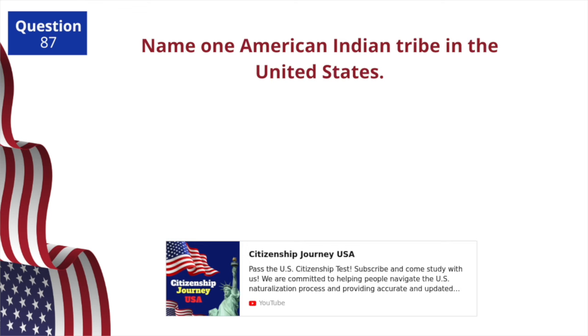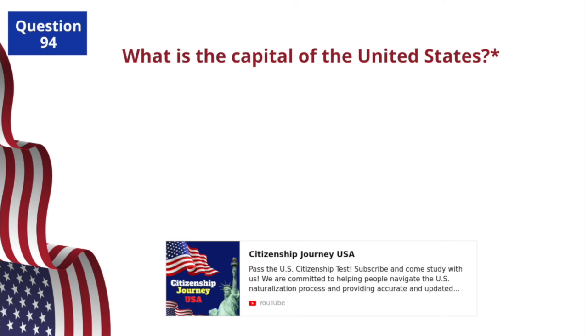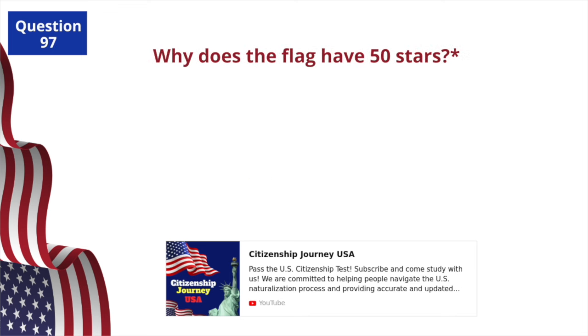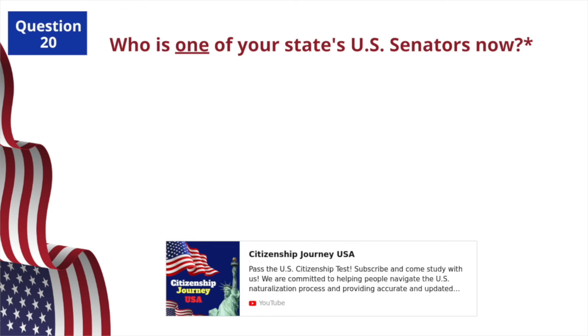Name one American Indian tribe in the United States. Cherokee. What is the capital of the United States? Washington, D.C. Why does the flag have 50 stars? Because there are 50 states. Who is one of your state's U.S. senators now?